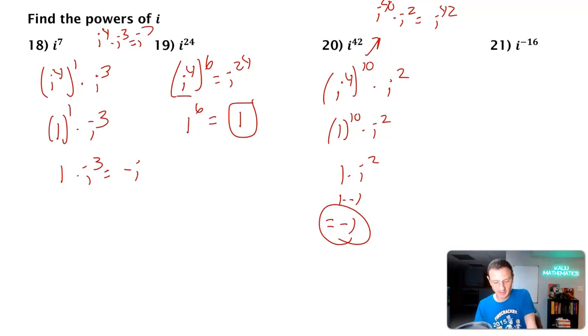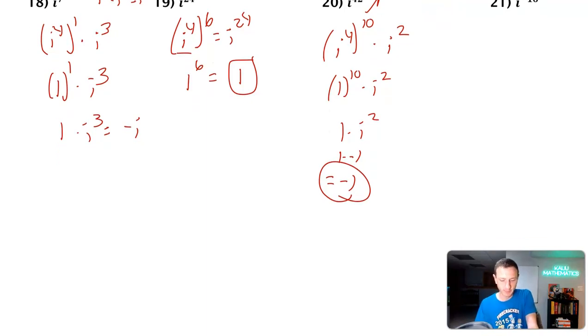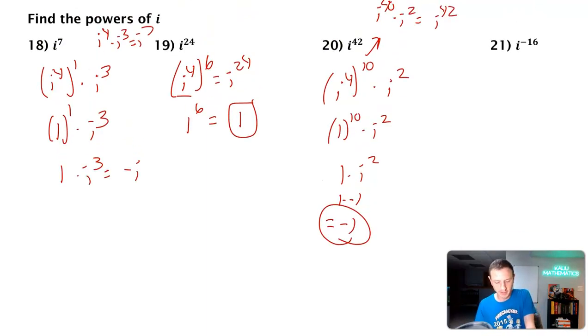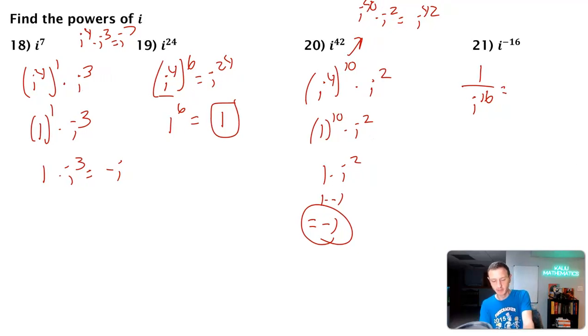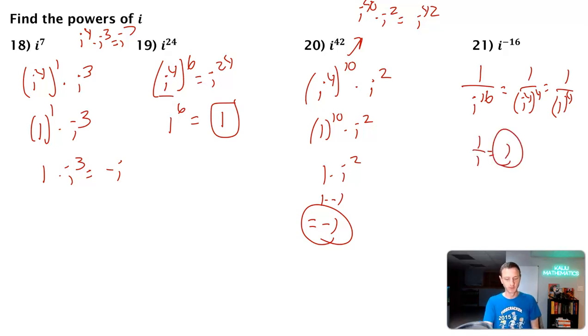And 21, i to the -16. So it's just a negative exponent. All you're really practicing here is being able to rewrite it as 1 over i to the 16th, just moving that down to the denominator. And that's the same thing. 4 goes into 16 4 times. So this is 1 over i to the 4th to the 4th. So 1 over i to the 4th is 1 to the 4th, which is 1. So 1 over 1 is 1. Done. So you know your 4s.